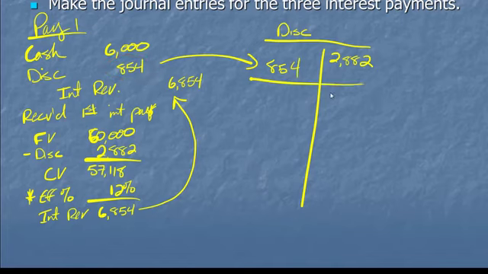And now my discount has dropped to $2,028. And if you've done this right, you see the discount drop over time. So that's my first payment. Now let's take a look at our second payment.